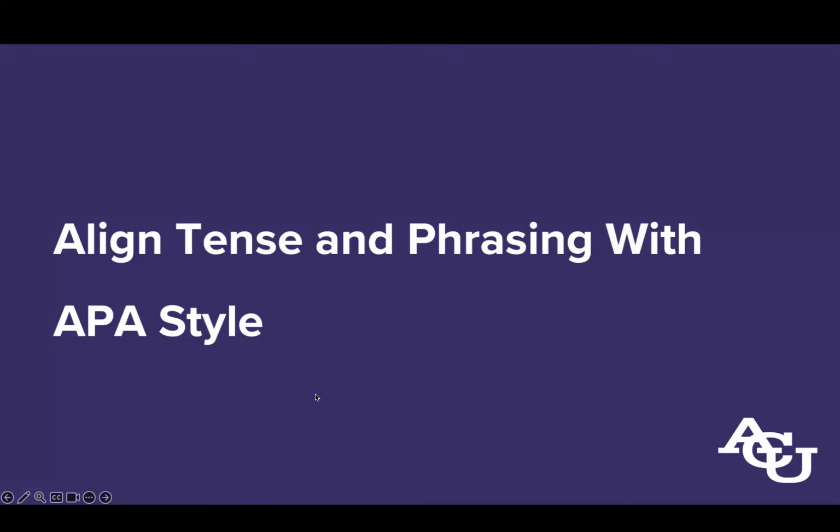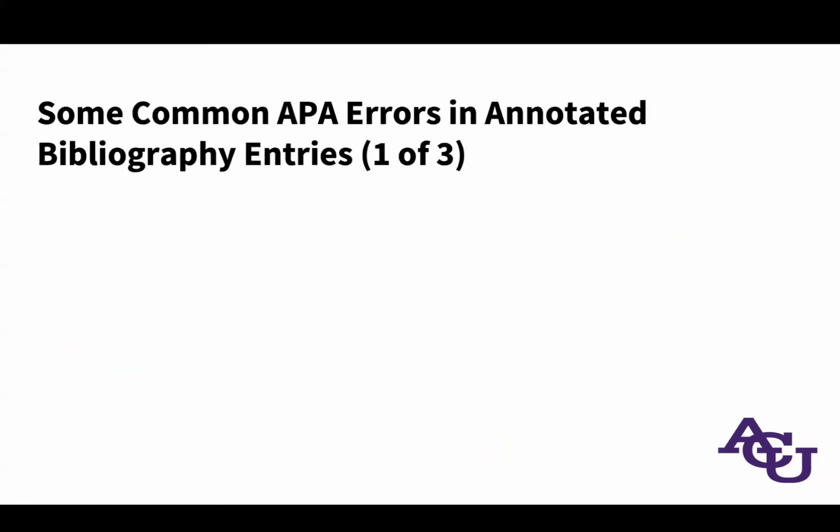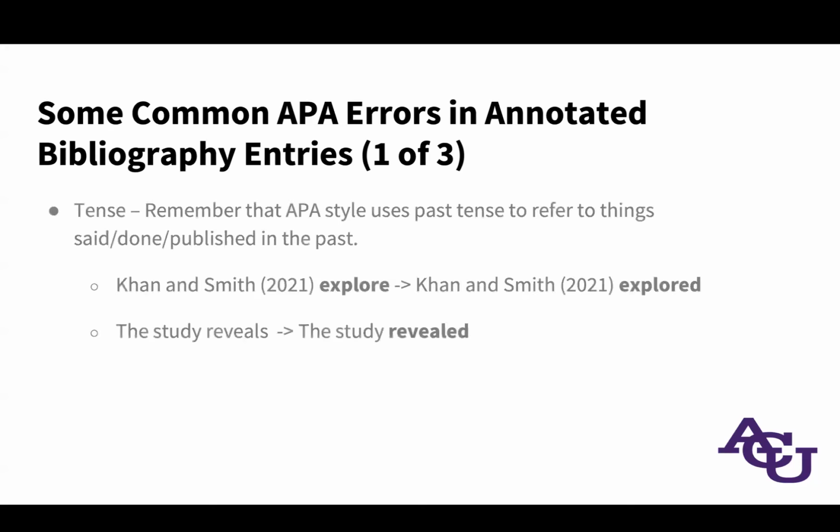So let's finish up by talking about tense and phrasing with APA style and how it might come up in revising your annotations. So we're going to do this by talking through some common APA errors that you might have in annotated bibliography entries. First one is tense.